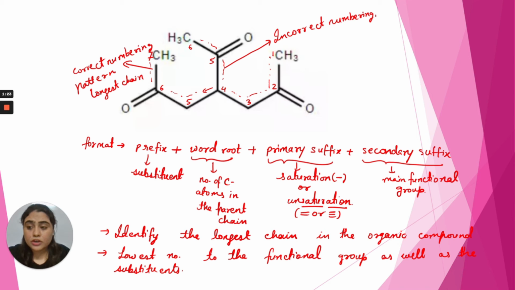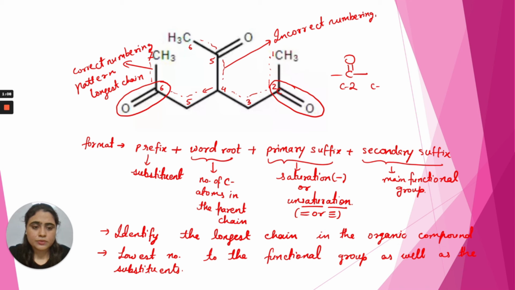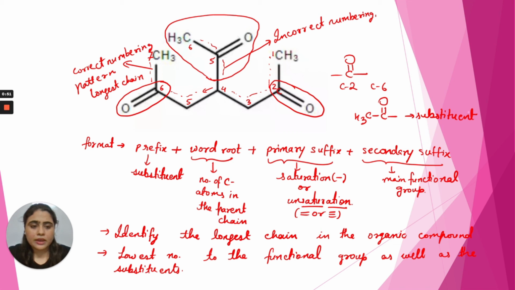Then we will identify the functional groups in the compound. Here at the second carbon we have a ketonic functional group, and at the 6th carbon atom we have another one. So we have 2 functional groups, ketonic at the 2 position and at the 6 position. Then at the 4th position we have an acetyl group, CH3 C double bond O. This is a substituent in the organic compound.